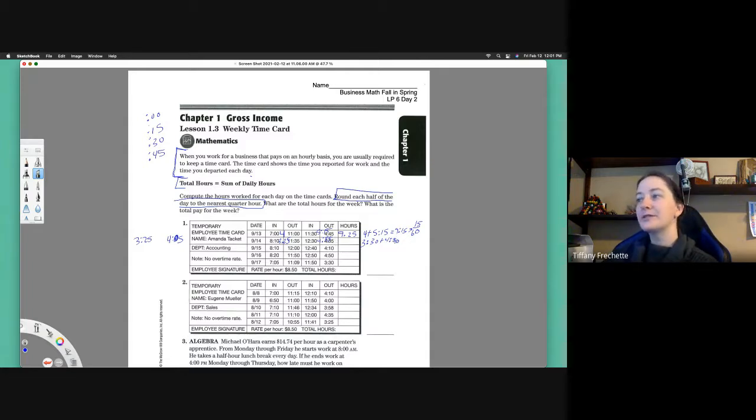So we wouldn't round it to 4:30. We're giving that person an extra 25 minutes. We would round it down to 4 o'clock. So this is 7 hours and 30 minutes. So same thing, make sure you divide by 60 so that you know your decimal here. 30 divided by 60 is going to be 7.5.